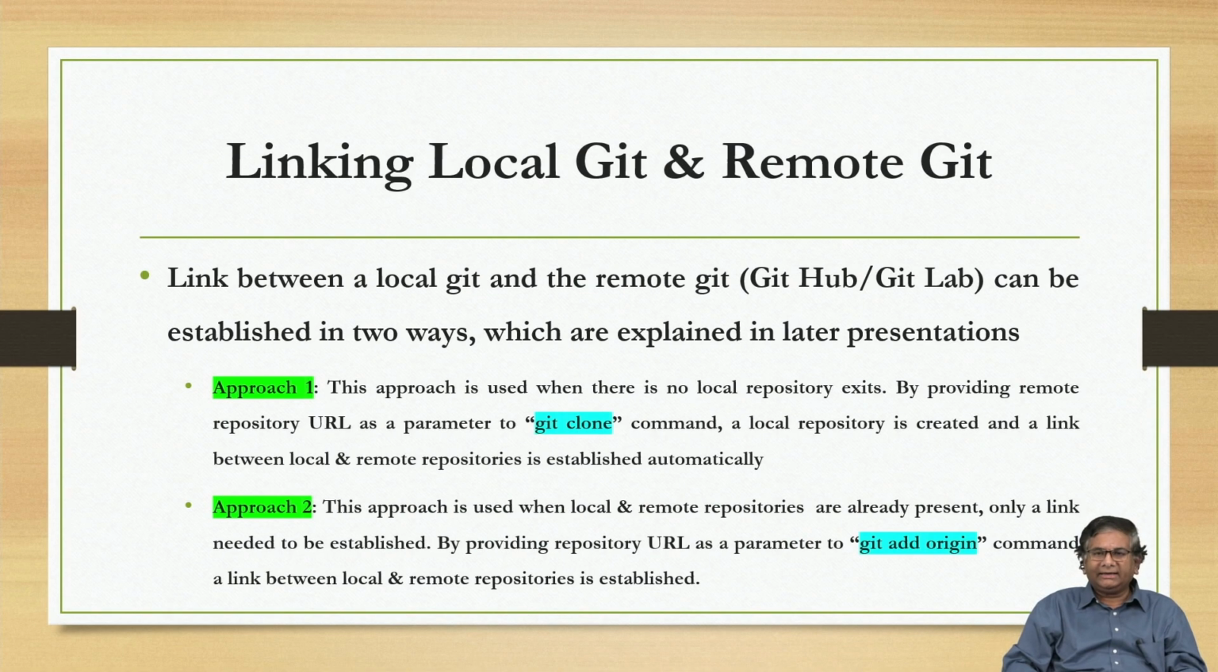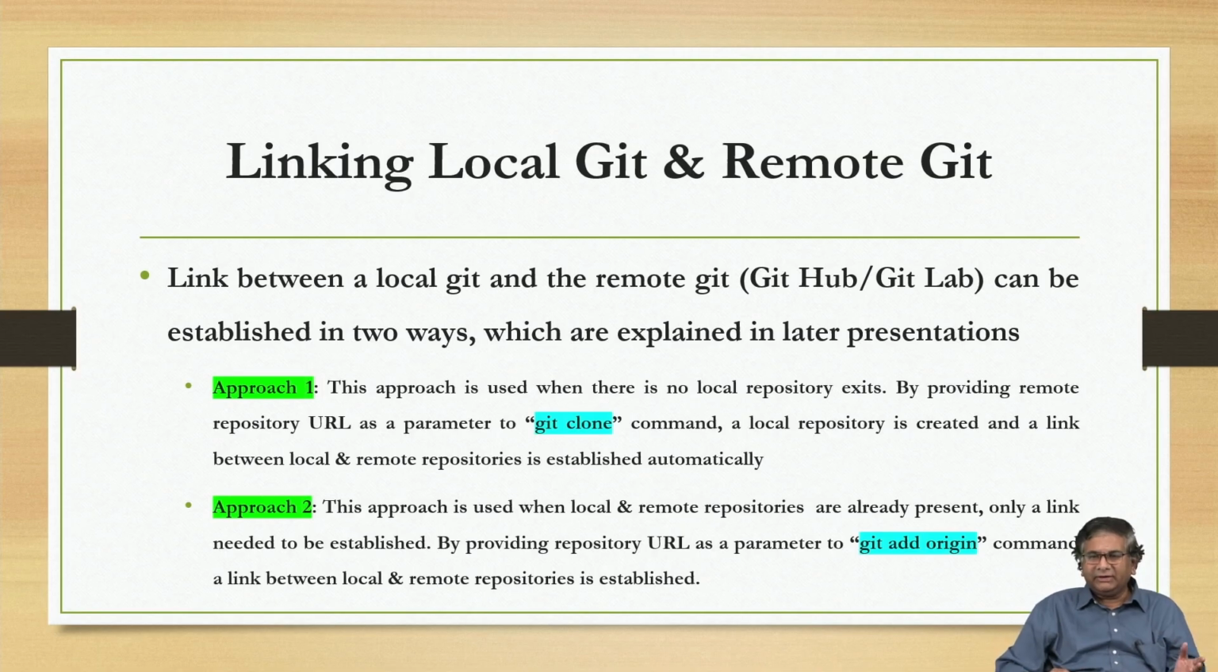Linking local Git and remote Git. Basically, local Git means local Git repository, and remote Git means remote Git repository. Linking between a local Git and a remote Git, again, we are going for GitHub, can be established in two ways. The detailed explanation of the two approaches is done in the coming subsequent presentations, but here I'm going to talk about the approaches at a high level.